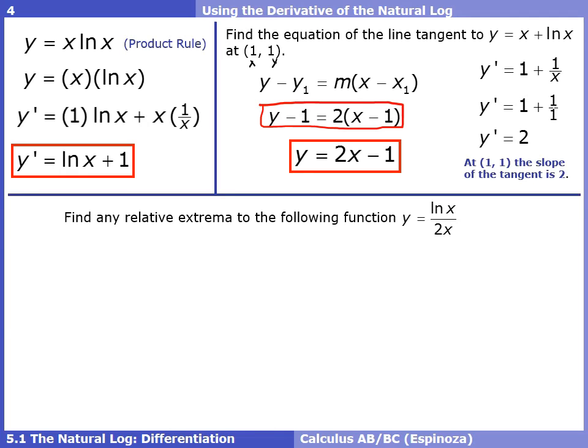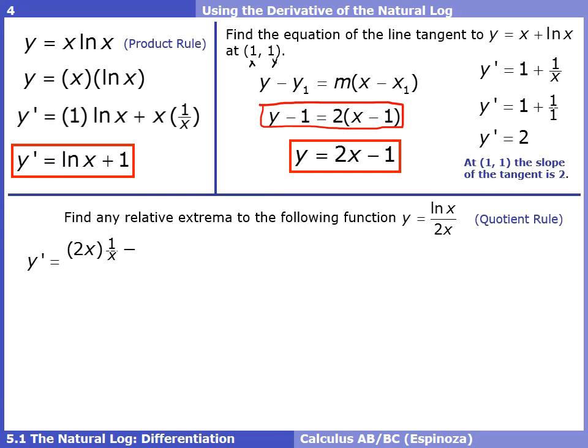So to find those critical points, we need to take a derivative. And in this case, we have a function over a function, so that's going to be a quotient rule application. So let's go through the quotient rule. The quotient rule, if you memorized it using my little memory technique, said low d high.